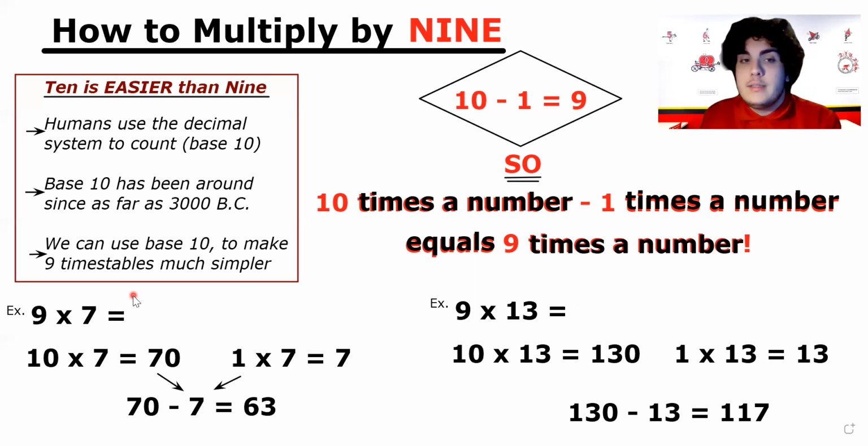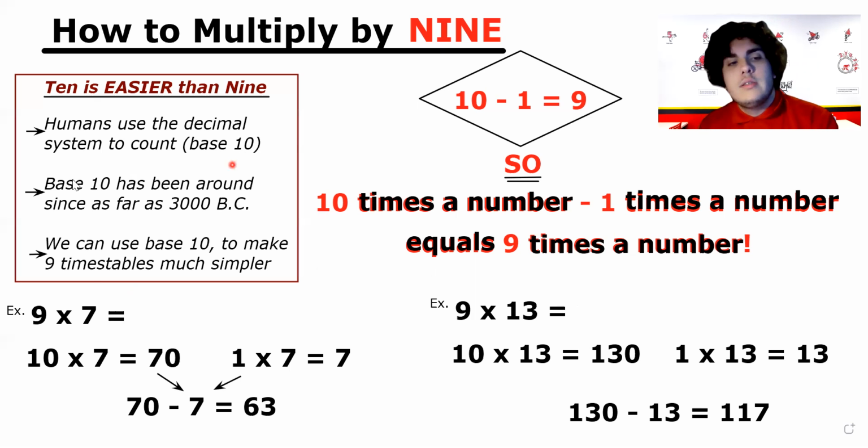We can actually use base 10 to make the 9 times tables much simpler. And this piggybacks off of the fact that 10 minus 1 is equal to 9. So 9 is 1 away from 10. 10 minus 1 is equal to 9. That must mean that 10 times a number minus 1 times a number is equal to 9 times a number. Okay? We're going to go through a couple of examples just to show you this.